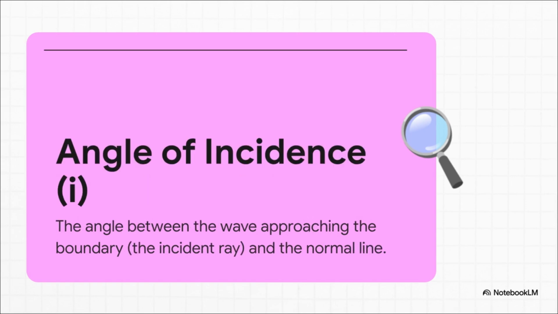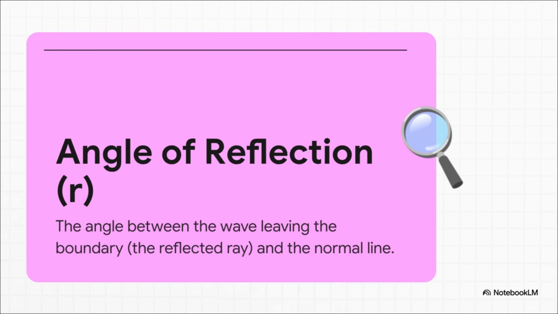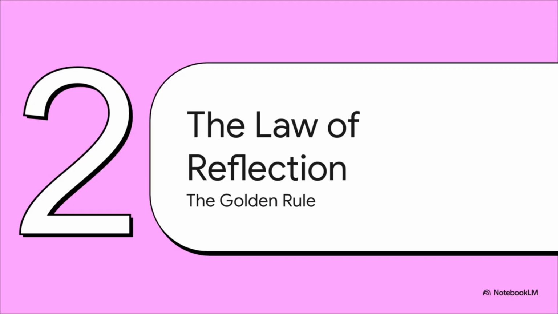So now that we have our normal line, we can finally take a measurement. The angle of incidence, we just call it I for short, is the angle between that incoming light ray and our imaginary normal line. That's it. It's basically the angle of approach. And of course, what happens when light hits a mirror? It bounces off. We call this departing beam the reflected ray. And the angle that this bouncing ray makes with that same normal line? Well, you guessed it. That's the angle of reflection, or R. It's our angle of departure. All right, let's recap. We've got our incoming ray, our outgoing ray, and the angles they both make with our normal line. We have all the pieces.